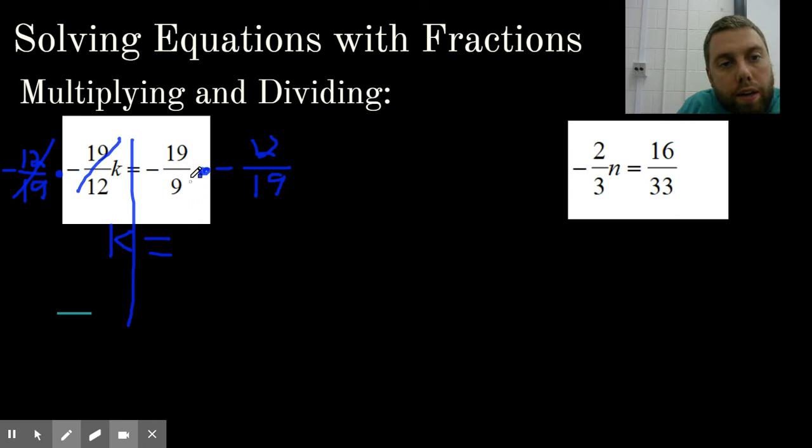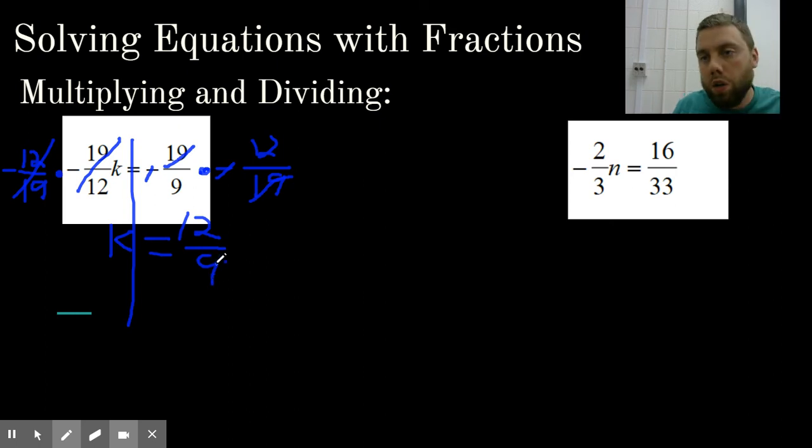Now, before we move on and multiply 19 times 12, I have no idea what 19 times 12 is, and I don't expect you to know that. But we can simplify first. We have a negative and a negative. That makes a positive. Those are gone. 19 in a numerator times 19 in a denominator, they both can cancel out, which makes this much simpler. Now we have 12 over 9.